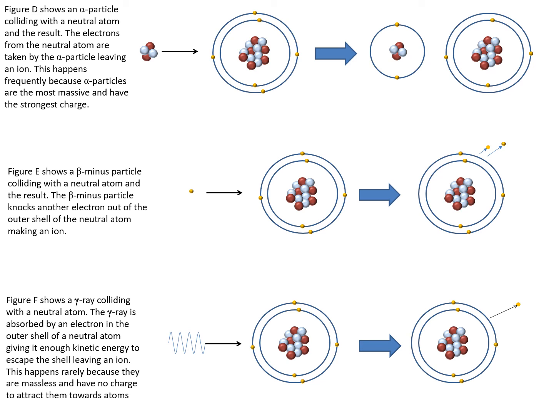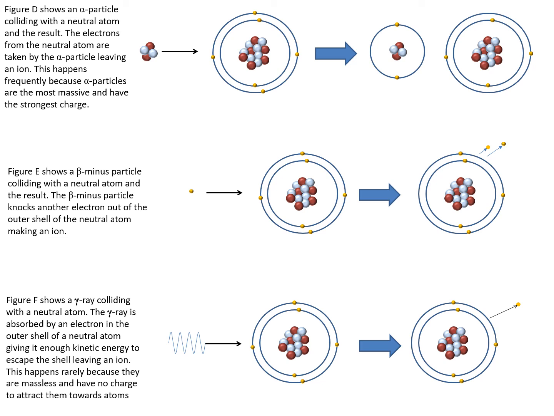And finally, figure F shows a gamma ray colliding with a neutral atom. The gamma ray is absorbed by an electron in the outer shell of a neutral atom, giving it enough kinetic energy to escape the shell, leaving an ion. So this time, the electron is absorbing that energy from the gamma ray, and that makes the electron move much faster, so fast that it can escape the orbital. It can jump from that energy level away from the atom completely. It's been given enough energy to escape that atom.